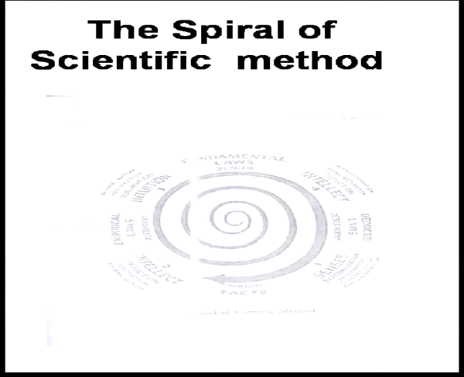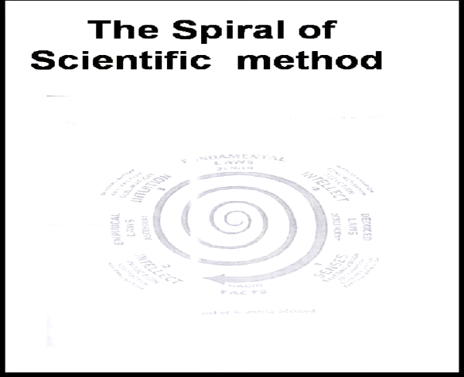Next is the spiral of scientific method. Dr. Ranganathan has characterized the working of scientific method by a never-ending spiral movement. It is systematically represented in the diagram. The cycle implied in the spiral will be followed in the clockwise direction.